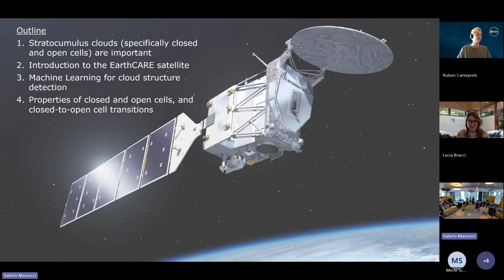So to give you a bit of an outline, here's what I will talk about. First, I'll try to convince you that stratocumulus clouds and also closed and open cells are important. Then I'll give a brief introduction to the EarthCARE satellite. I'll show how we use machine learning for cloud structure detection. And then the main part is point 4, where I'll show the results of this study. So I'll show properties of closed and open cells and what happens around transitions between these cloud structures.